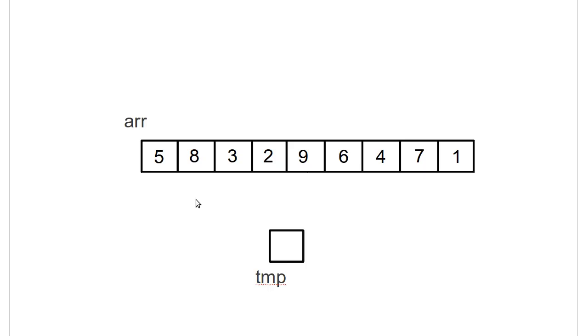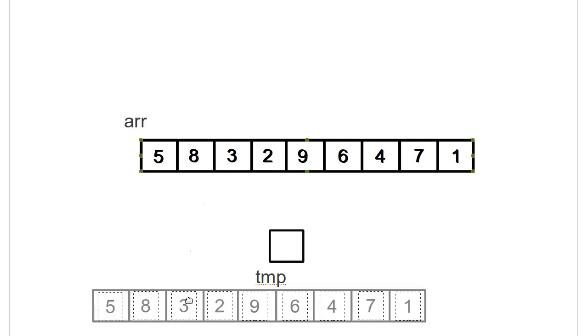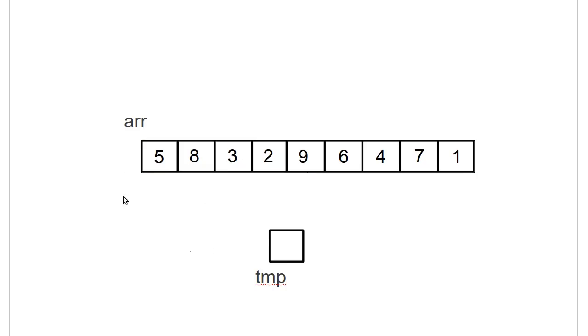If I actually run through this type of behavior, I'm going to make a copy of this array so I can save it for later. Start off by looking at the 5 and the 8. Well, 5 should come before 8, so that's fine. However, in our next step, we compare the 8 and the 3. 8 should not come before 3, so we need to swap these.